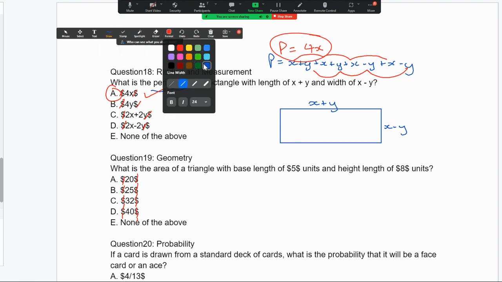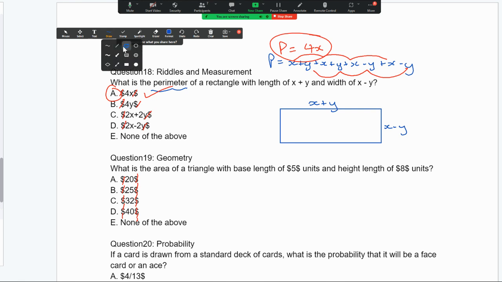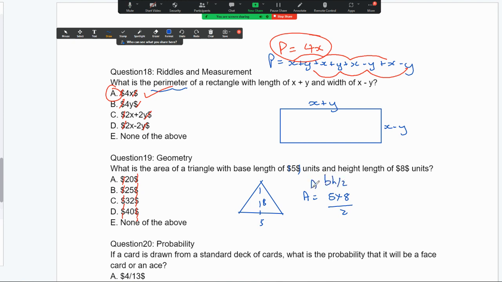So now, the next question says, what is the area of a triangle? Okay, we've got a triangle now. Triangle base 5 and a height of 8. Area is equal to 5 times 8 divided by 2. Base times height divided by 2. 40 divided by 2, which is 20 units squared. So 20 units squared looks like it's going to be A. Final answer A and A there. Best answer.